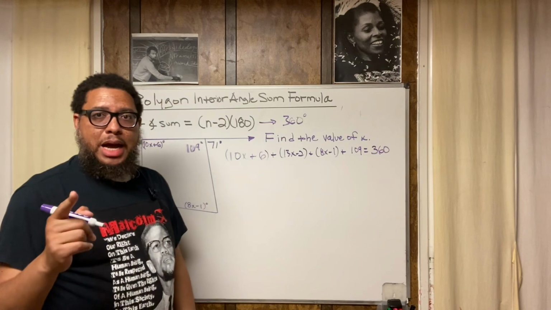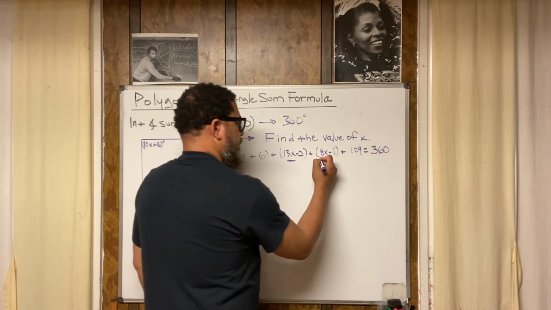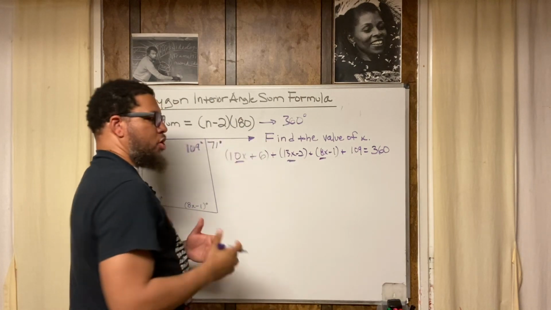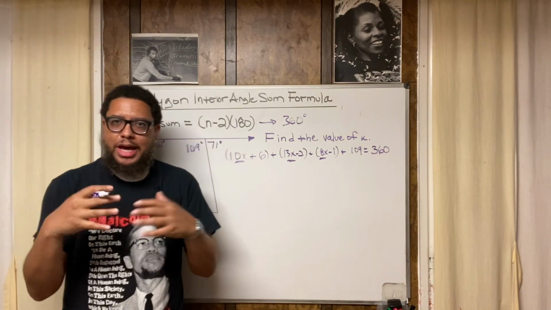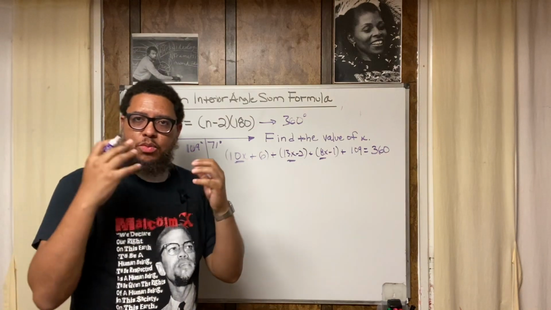Now, you need to know how to combine like terms. So this 10x, this 13x, this 8x is going to get combined because they're all x's. Put all the x's together. You got too many x's in too many separate places. You need x in one place.